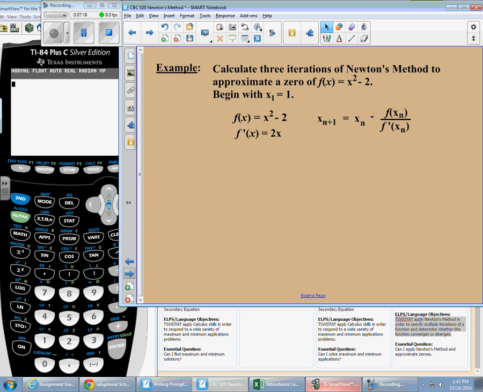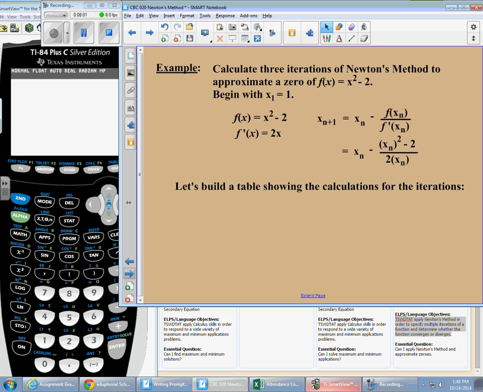Newton's method says that each subsequent x term is the result of the current x term minus the function evaluated at the current x term divided by the derivative of the function evaluated at the current x term. So applying this information for starters looks basically like this: x sub n minus x sub n squared in this case, because our function is x squared, and then from that we have minus 2. And then the denominator, we have our first derivative, 2 times x sub n.